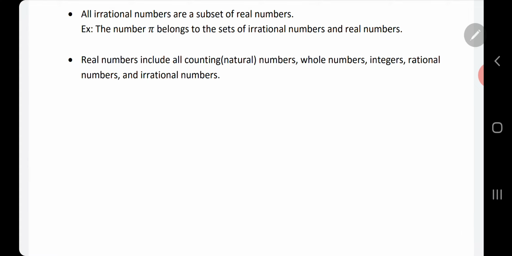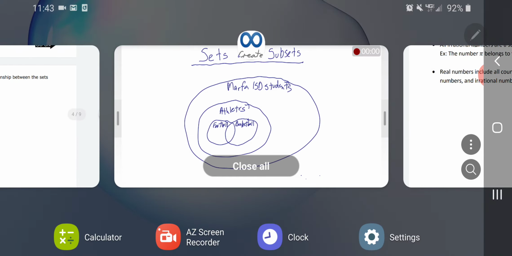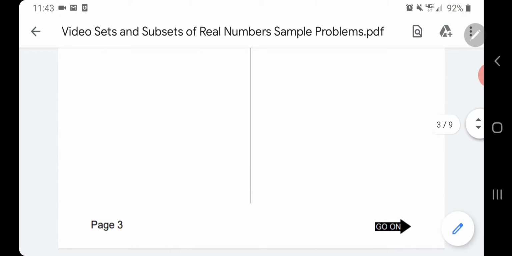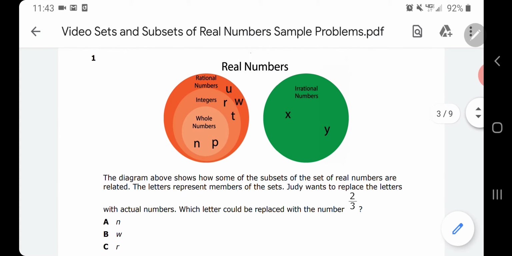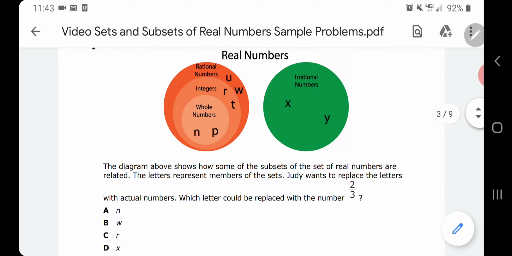Okay, let's look at some sample problems here. Well, the very first one. All right, so we have our real numbers here in this diagram, and under those real numbers we have the rational numbers and the irrational numbers, and of course within that we have the integers and the whole numbers. That is what this diagram is showing.